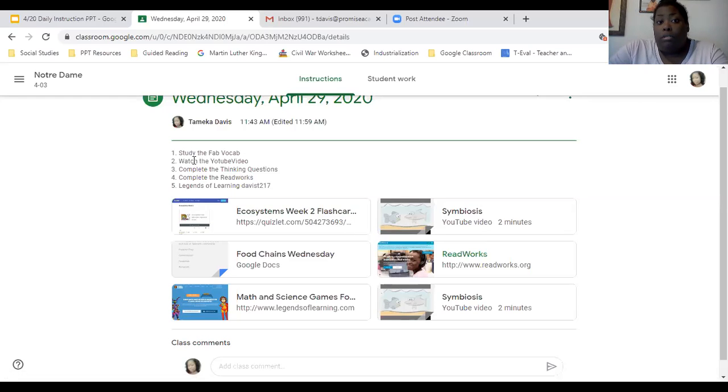So follow each step. After you follow each step, make sure that you complete the assignment. I get a report so I know if you complete the assignment or not. And if you have any questions, please send Ms. Davis a message on Dojo, send Ms. Davis a message on Google Classroom. Make sure that you put it under today's topic so that I'll know where to find your question at. In addition to that, you can also send me an email or you can text me.